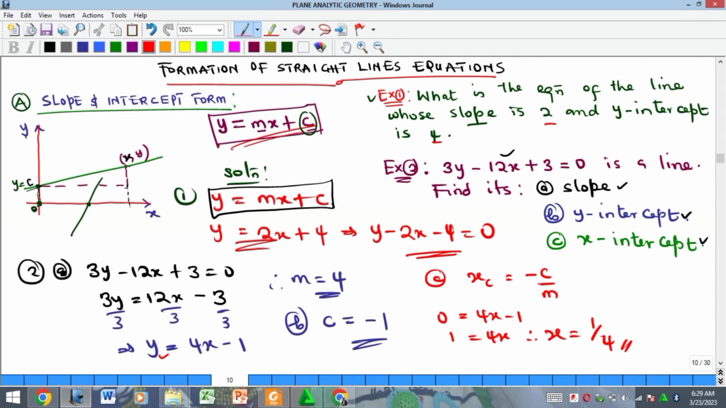But in case you remember this formula, all you need to do is substitute. What is your c? Your c is minus 1, all over what is your slope? Your slope is 4. And that will also give you 1 over 4. All right, and that is the solution to this problem.